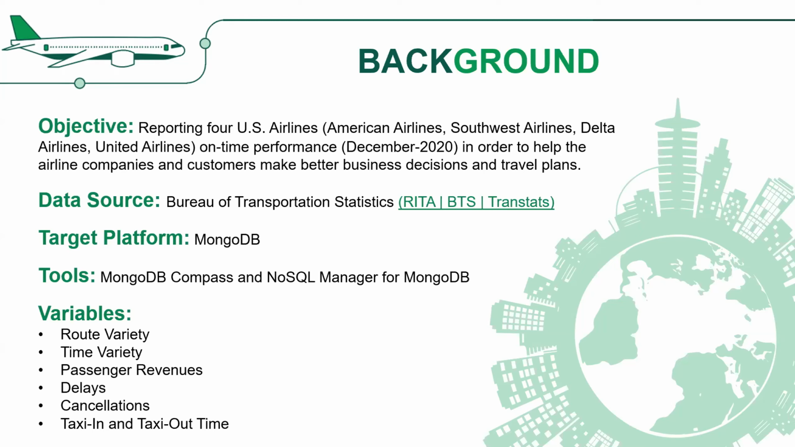Here, we will be mainly focusing on reporting our four major airlines of the United States: American Airlines, Southwest, Delta, and United Airlines, for the month of December 2020. Our final statistics with the previous year's data will help airline companies and their customers make better business decisions and travel plans. It will also help in choosing a specific airline for their travel.